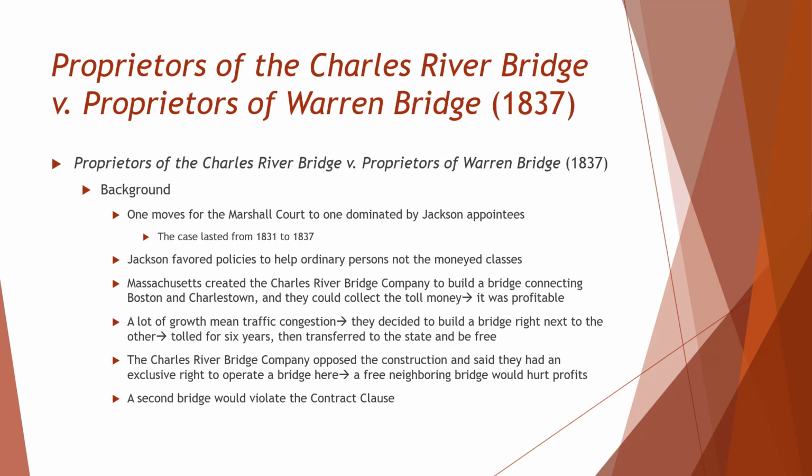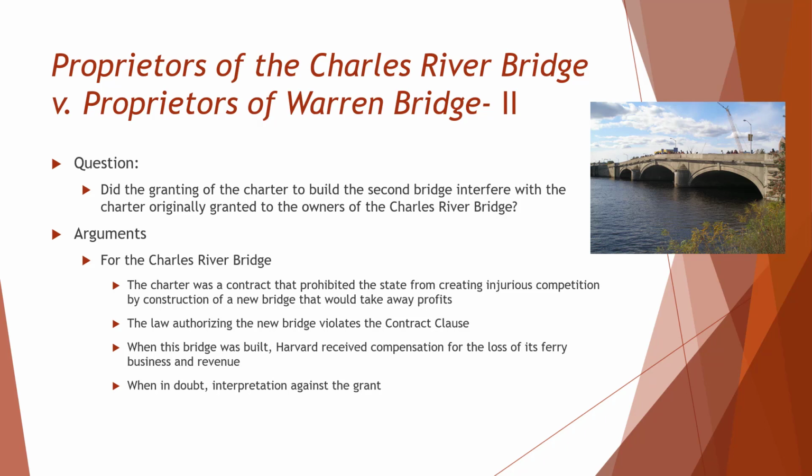So the Charles River Bridge Company opposed the construction, said that they had the exclusive right to operate a bridge here, and that because of the contract clause, building a second bridge would violate this because it would hurt their profits. Because, just think about this. You're going to eventually get where the new bridge, which I'm sure is probably going to be a bigger, nicer bridge, hopefully, is going to be free. So if you have 2 bridges that are right beside each other, imagine if we create I-92 and it would run parallel, just right next to the Thruway.